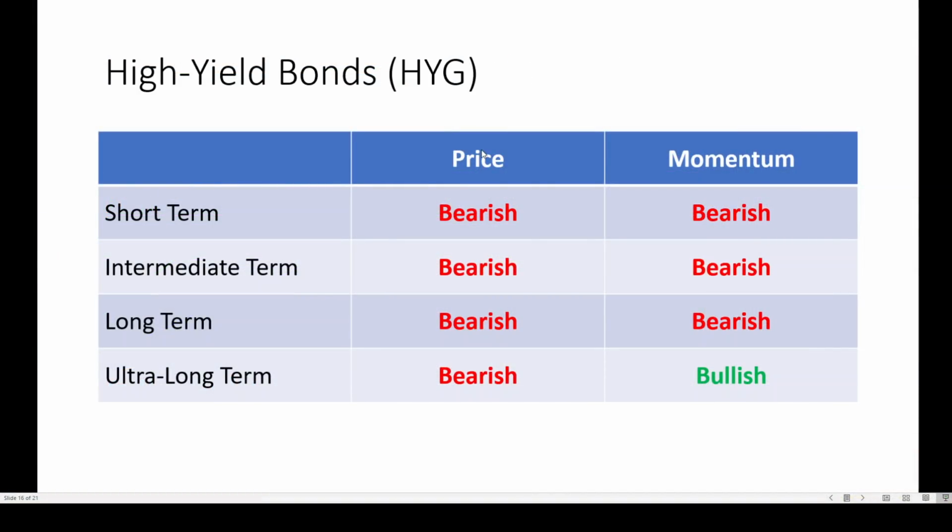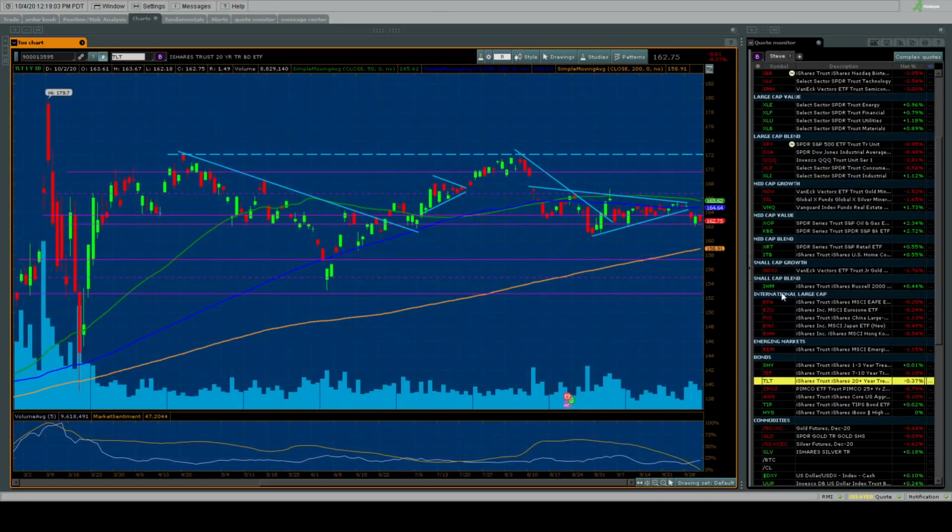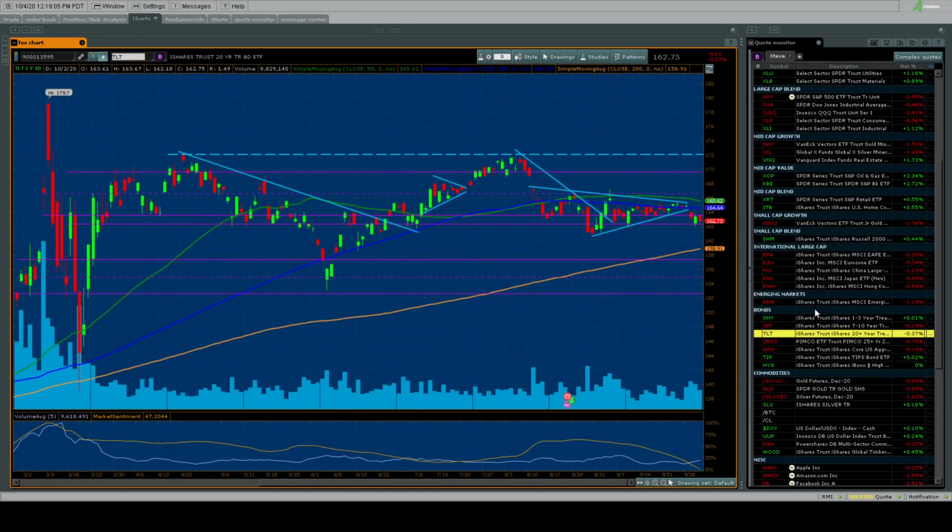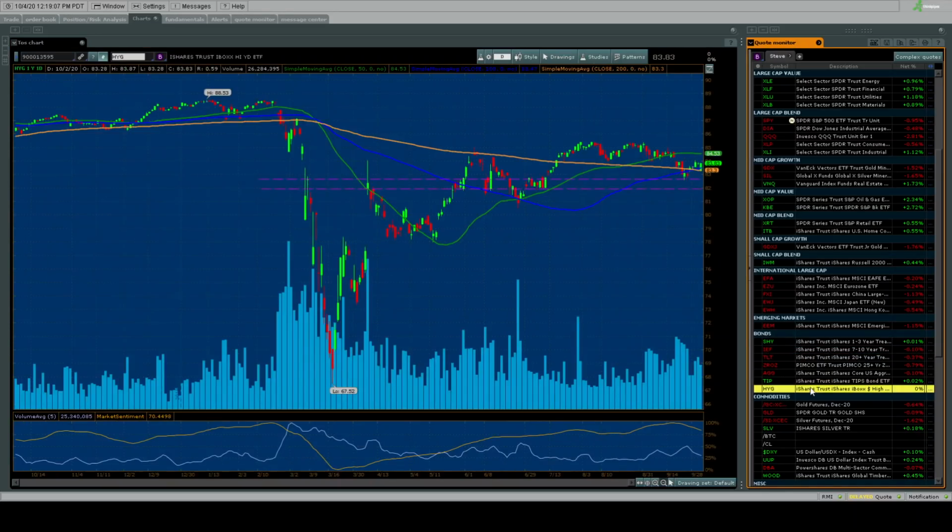You don't see it on the signals, but sometimes you've got to look at the macro view. High yield bonds, bearish on price. Momentum is nearly all bearish except the long term. And remember, high yield bonds tend to lead the equity market higher and lower. So in this case, high yield bonds are saying that bad things are coming to the equity market.